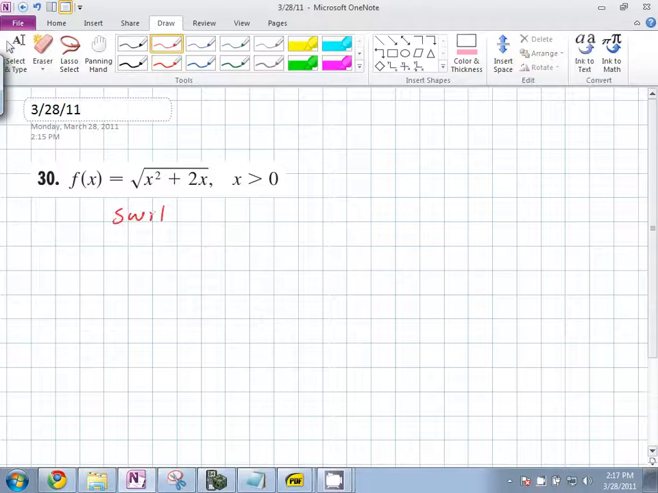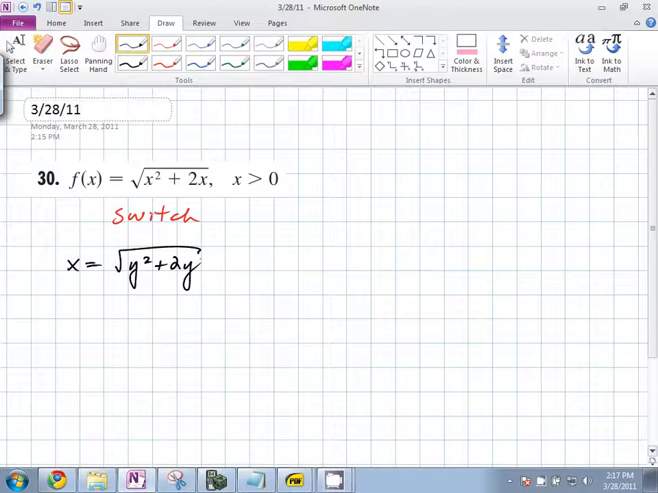Switch, flip. So you end up with x equals the square root of y squared plus 2y. You really don't like roots, so what are you going to do? Because what you're trying to do is isolate what? Y. So you square both sides, and you get x squared equals y squared plus 2y.